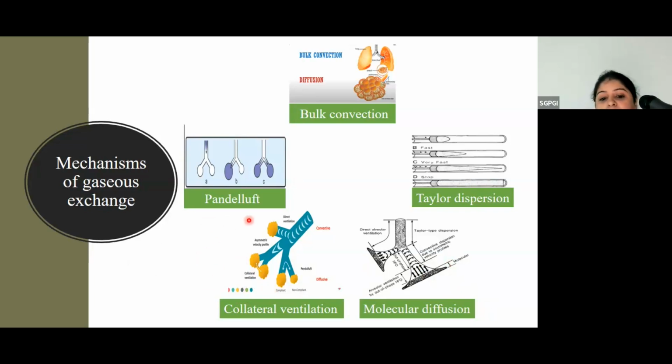And the pendulum mechanism basically means that different lung units have different compliance. Some parts are atelectatic, some are overdistended. So there is gaseous flow between these different lung units as well.